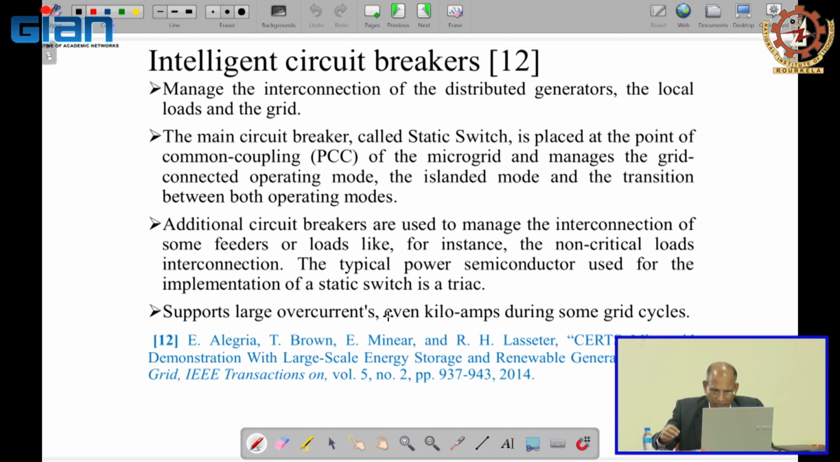In fact, as you see here, the term static switch. I recall I saw one PhD student about 10 years earlier. One of the faculty members did his PhD just on the static switch. So this static switch is used when you are connecting your microgrid to the grid, or isolating the microgrid from the grid. So the time of operation is extremely important.